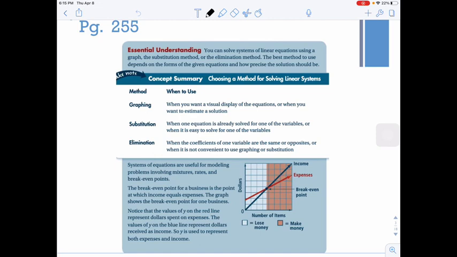Notice that the values of y on the red line represent dollars spent on expenses. The values of y on the blue line represent dollars received as income. So y is used to represent both expenses and income. Here is our line for expenses. Here's our blue line for income. The point where these two cross is called the break-even point. Everything before this point is considered losing money, and everything after is considered making money.